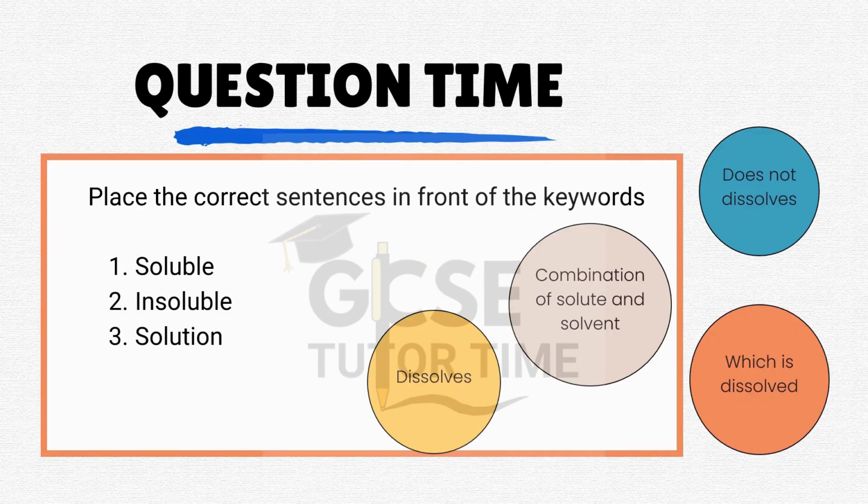It's time for you to think. So, question time it is. Place the correct sentences in front of the keywords soluble, insoluble, and solution. There are 4 bubbles given which define each of the following. Pause the video, think, and then check whether you're right or wrong.